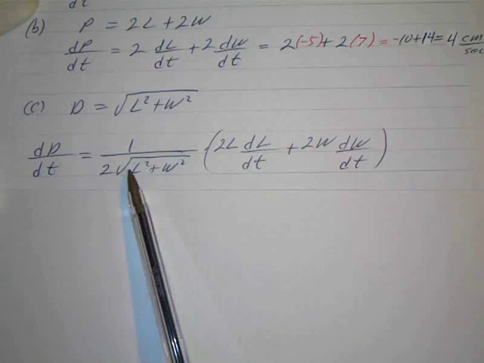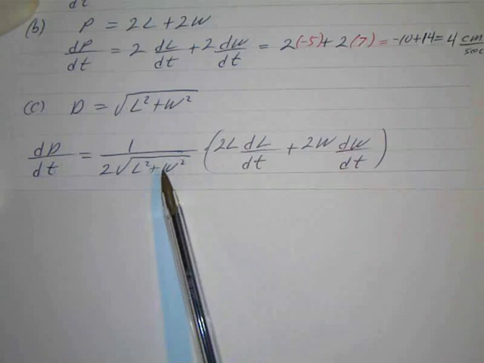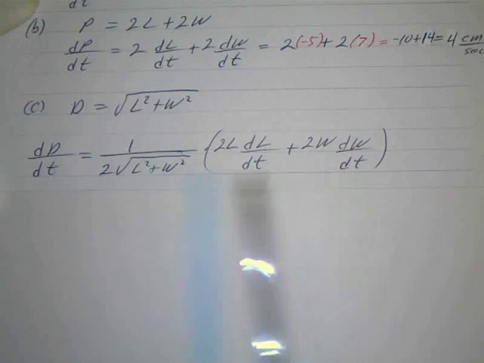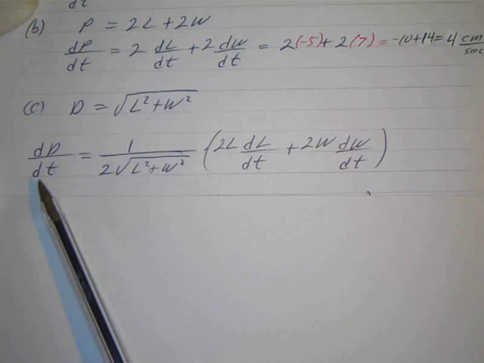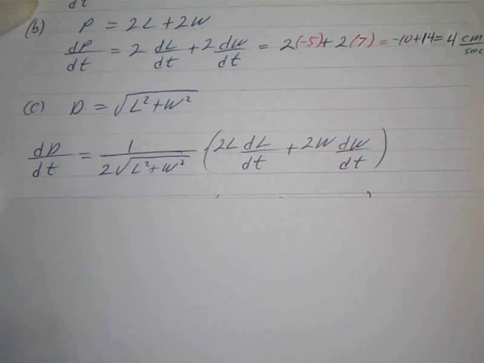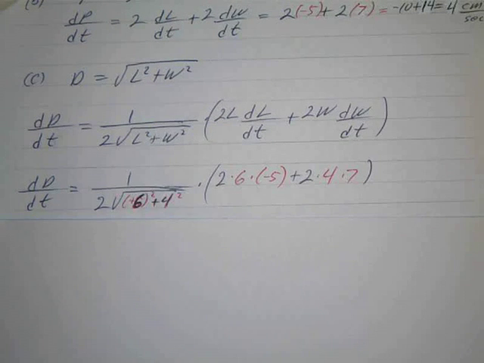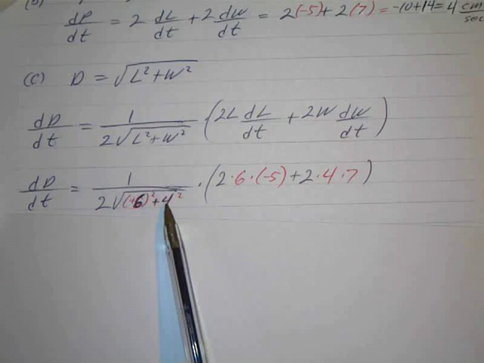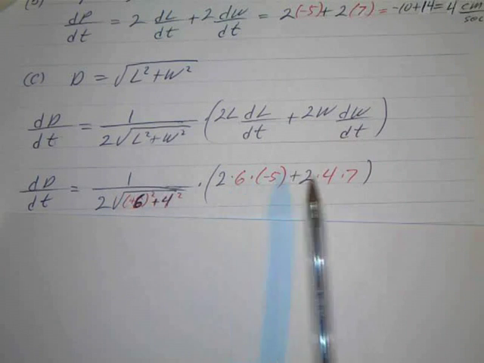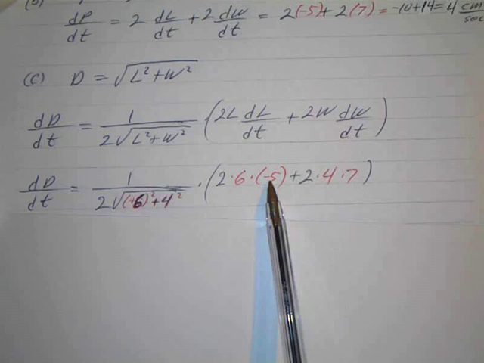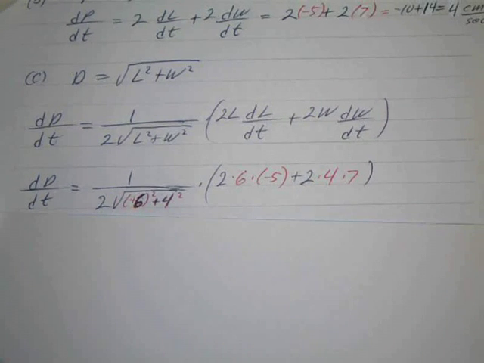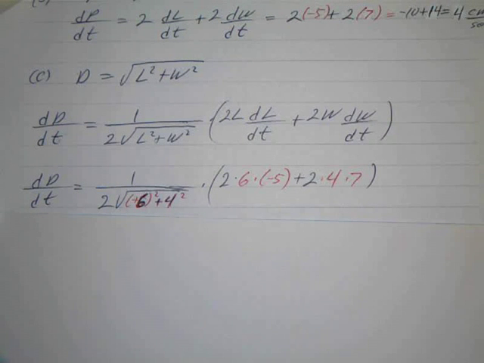And the derivative of L squared is 2L dL/dt plus the derivative of W squared, which is 2W dW/dt, because again we're taking the derivative implicitly with respect to t. And then we just have to substitute all of our values in. L was 6, W was 4, dL/dt is negative 5, and dW/dt is 7. Hope that all makes sense.